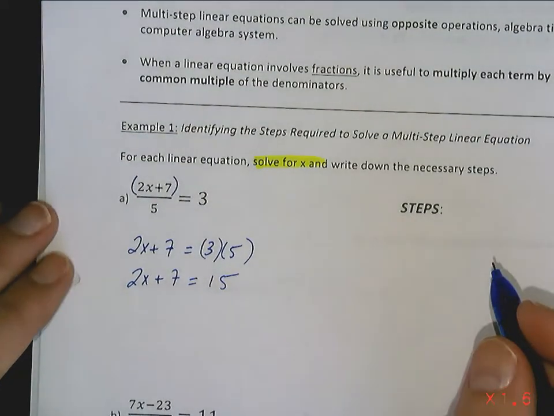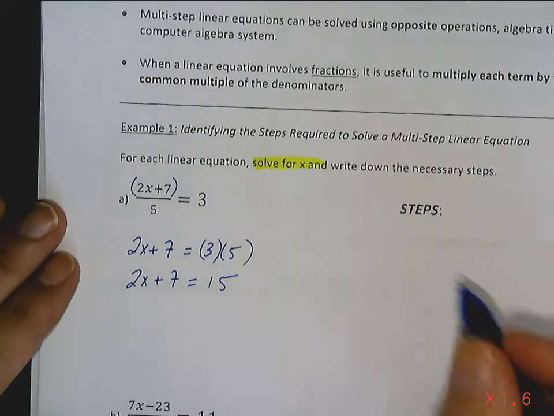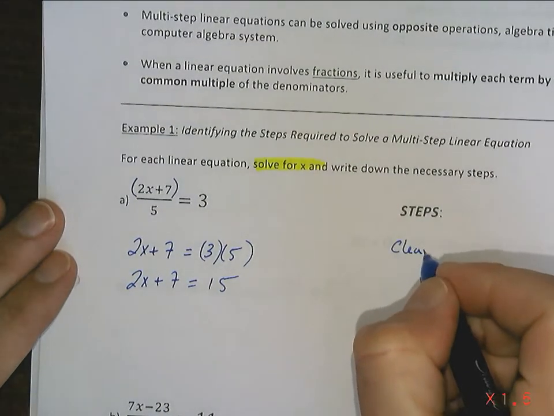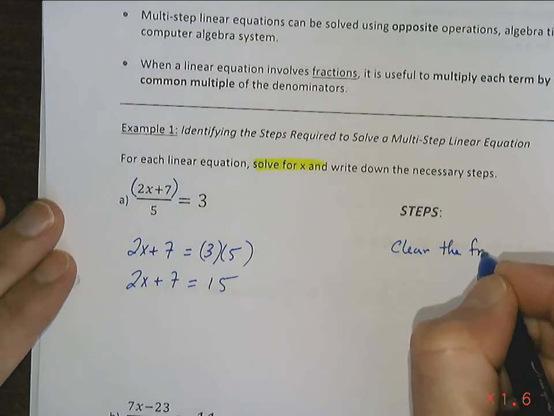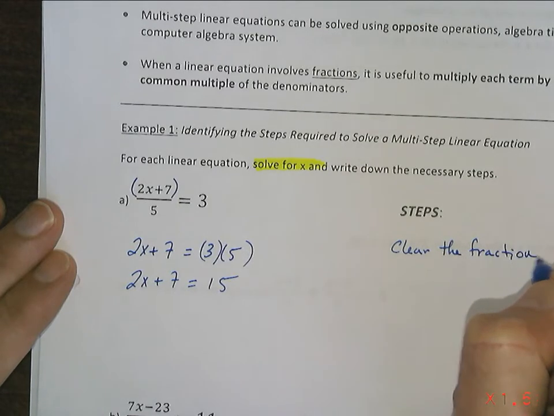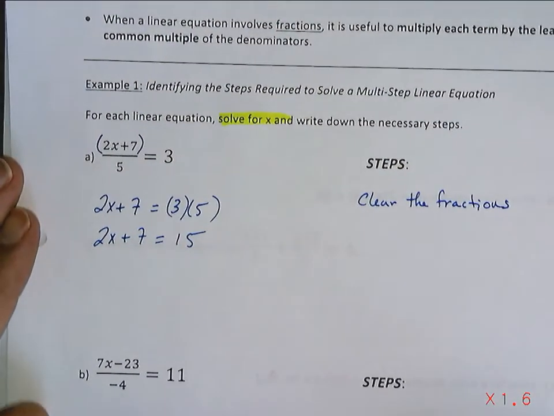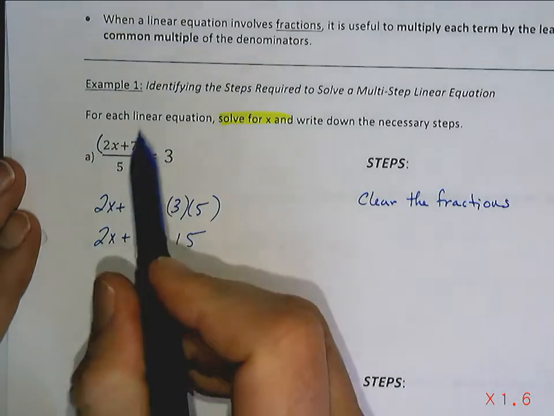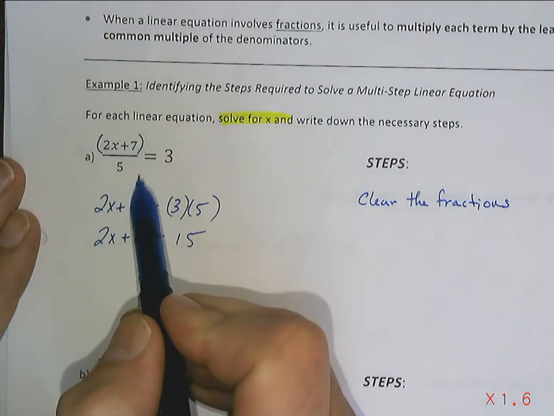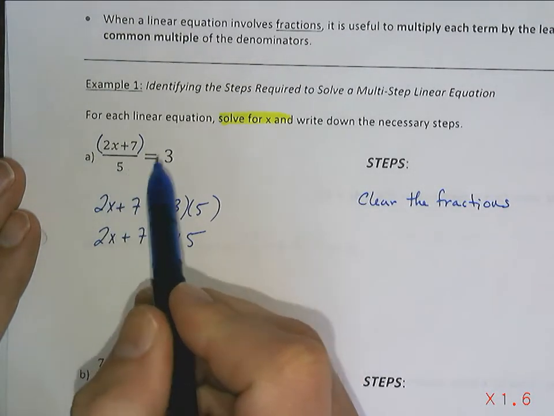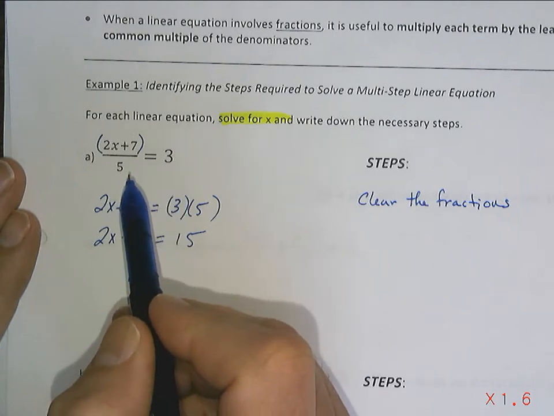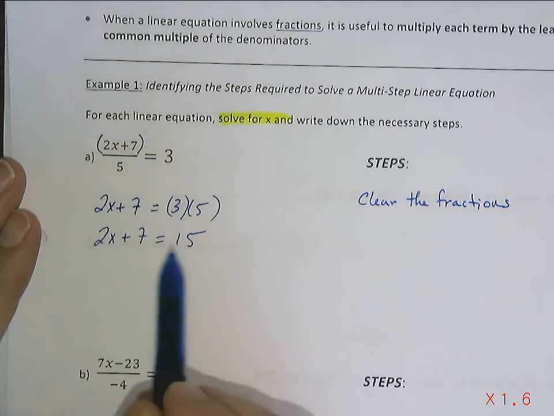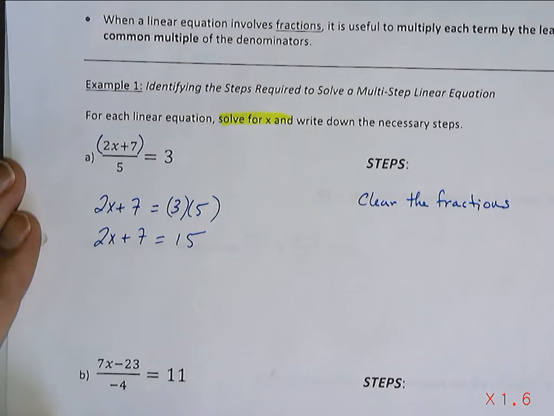That step is often called clearing the fractions. Okay, it's called clearing the fractions. And basically what I did was I took this question, which had a fraction, and I multiplied it through by the denominator, and I got 15. All right, now what do I do?